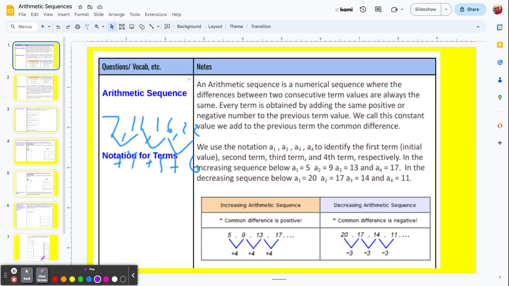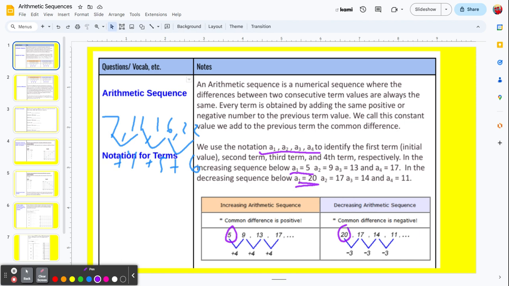Some notation here. A lot of times for arithmetic sequence, we use the lowercase a sub 1, a sub 2, a sub 3, a sub 4. All that means is a sub 1 is your first term. So a sub 1 equals, the value is 5 on the first example here. On the second example, our initial value, the a sub 1, is the 20.